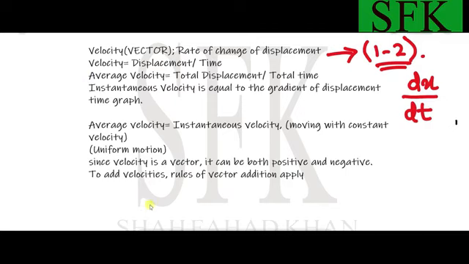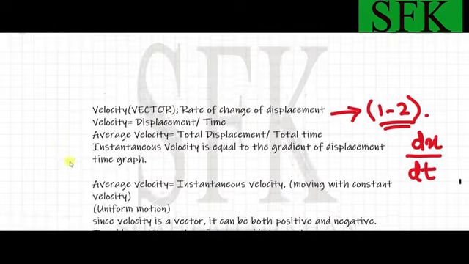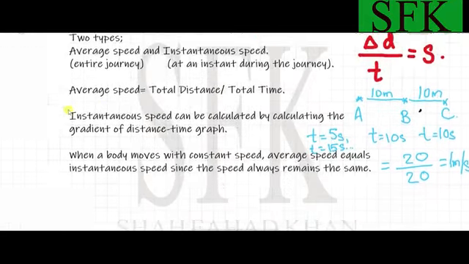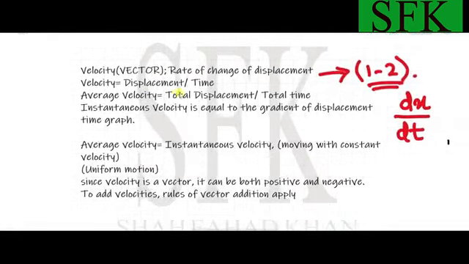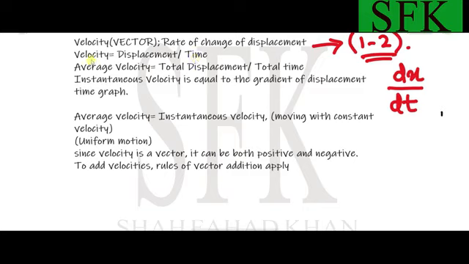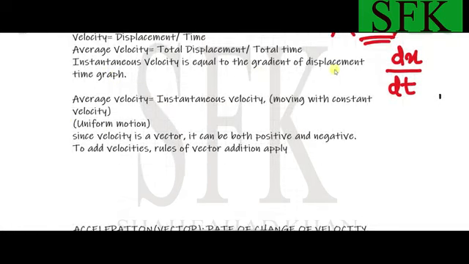Similar to the average speed that we've just discussed up there, where average speed was total distance upon total time, average velocity is the total displacement upon total time. Okay, this is important. I've seen some questions being asked on this part as well. So remember this formula. We also have instantaneous velocity. Just like instantaneous speed, instantaneous velocity is equal to the gradient of the displacement time graph.